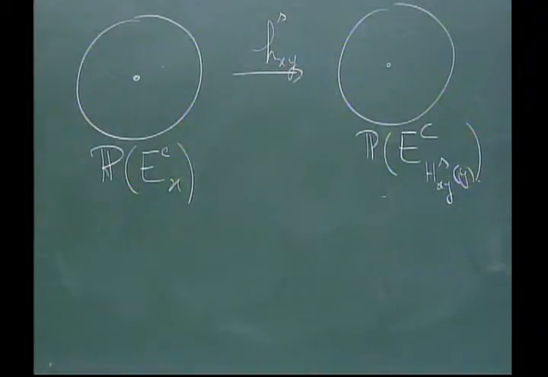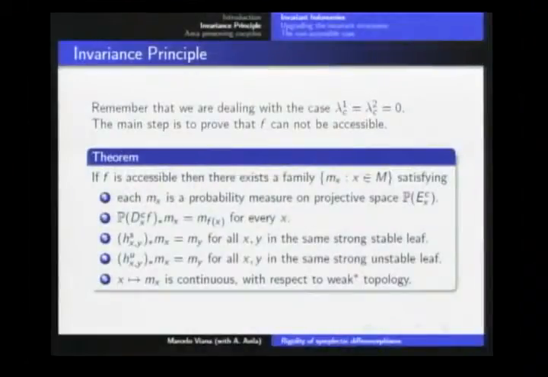Existence of these holonomy maps allows us to introduce the machinery of the invariance principle. Now, keep in mind that I'm only dealing with the case where the two exponents are 0. That's an assumption for the next theorem. And the main point in proving the theorem is to prove that the map F cannot be accessible. And the reason is that Federico did a lot of things when the map is not accessible. So I'm going to show that that's the case.